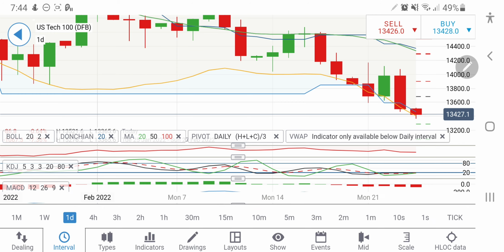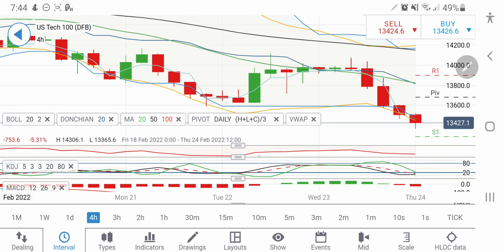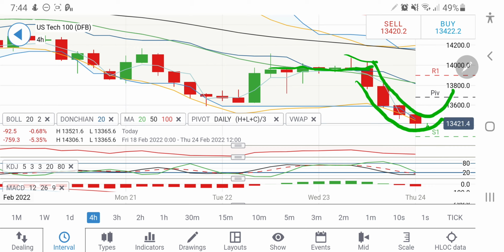Now let's have a look at the 4-hour charts. On the 4-hour chart, it is trying to stabilize here after getting a strong resistance from these levels at 14,000, making lower highs. Now it is trading in this range, trying to form a bottom. Also, don't forget that after this, whichever candle appears is going to be a sharper candle, an equally big candle.